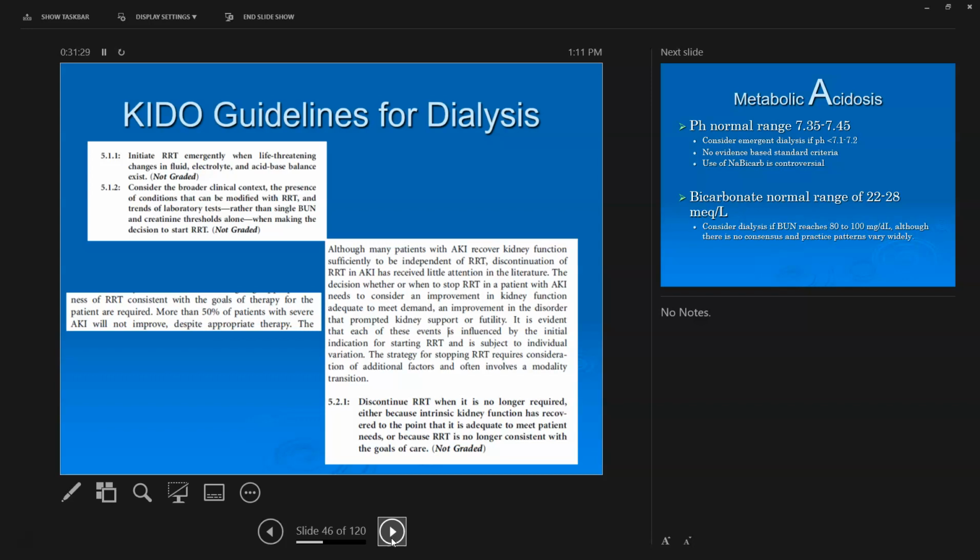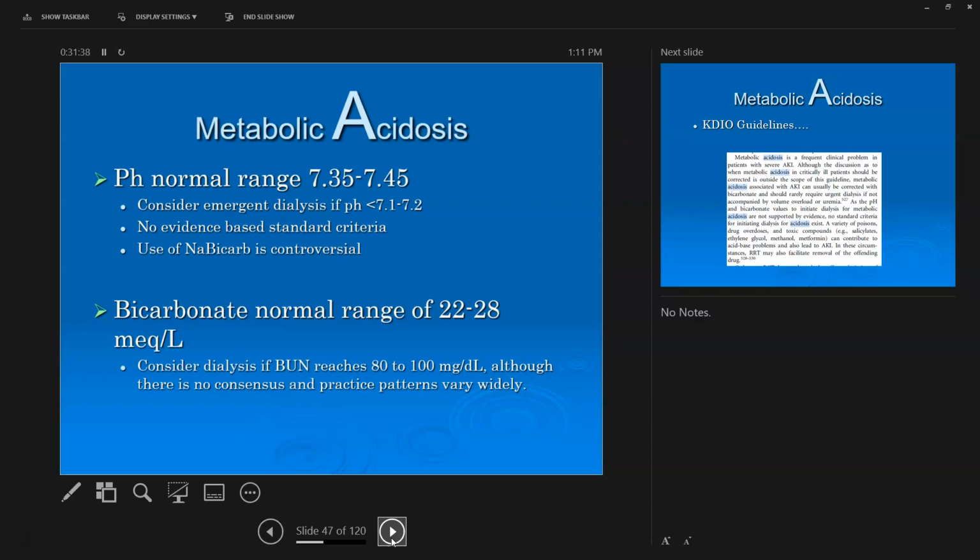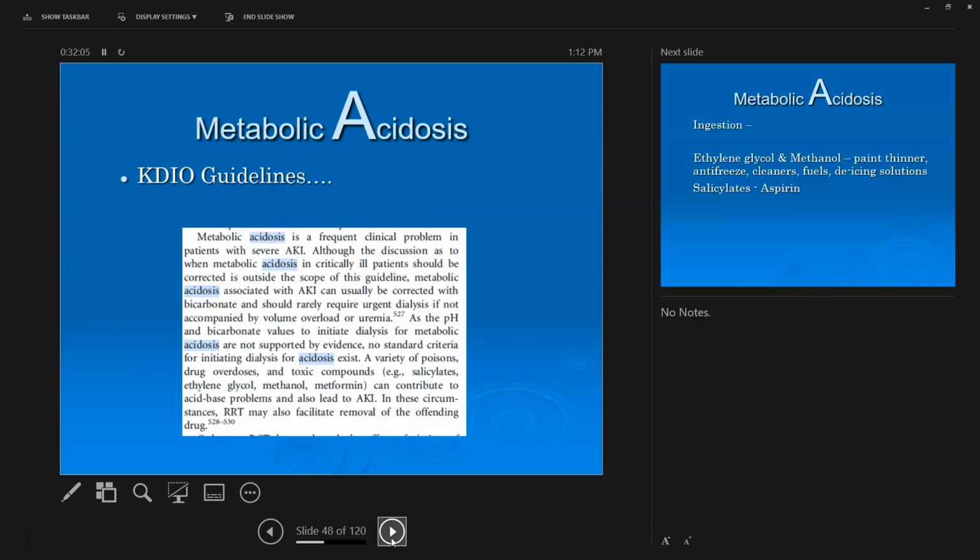But basically, in terms of acid-base balance, there really is no specific pH that has to be reached in order to have dialysis. But as a general rule of thumb, once they're getting to around 7.1 to 7.2, that's a range where you may start to think about dialysis. Using bicarb is pretty controversial, so I don't think you'll see that much anymore. Once their BUN gets to about 80 to 100, again, that's in the range where we should be considering dialysis in these patients. And I highlighted some guidelines for you guys that you can read through.